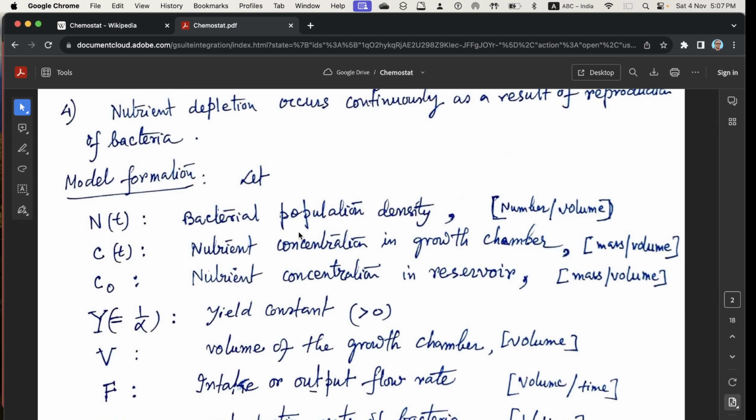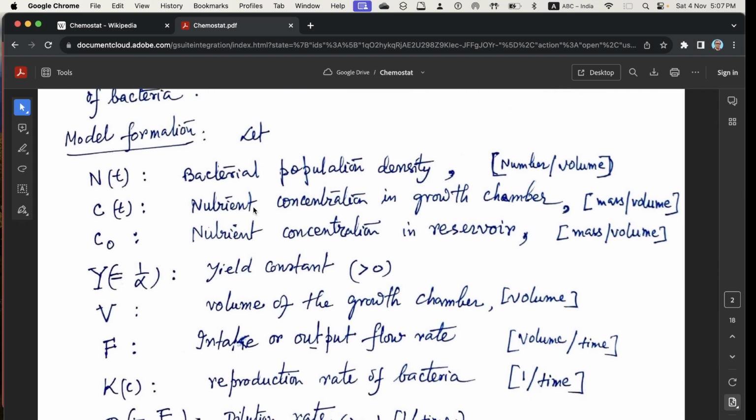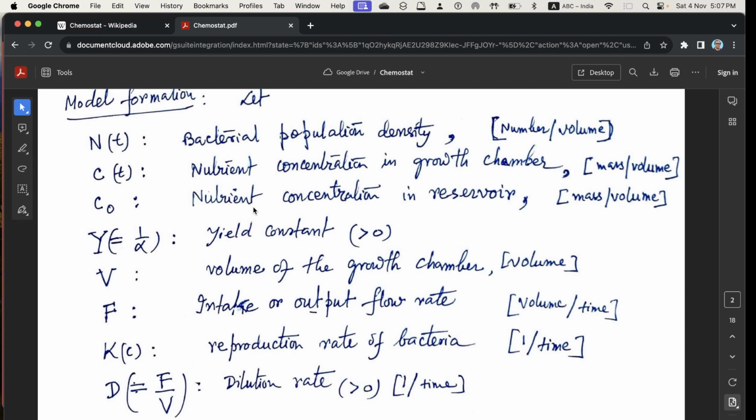Here, we construct the mathematical model. For that, the symbols of the mathematical model: N is the bacterial population density, C is the nutrient concentration in the growth chamber, C0 is the nutrient concentration in the reservoir, capital Y, which is equal to 1 by alpha, is the yield constant, obviously a positive constant, capital V is the volume of the growth chamber, capital F is the intake or output flow rate, and K depends on C, a function of C, the production rate of bacteria, and D equal to F by V is the dilution rate, a positive quantity.